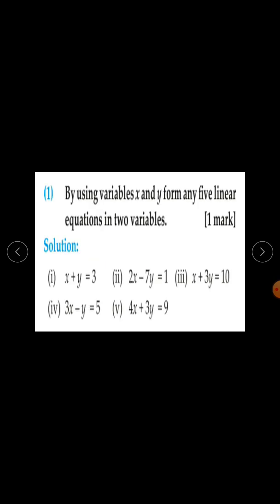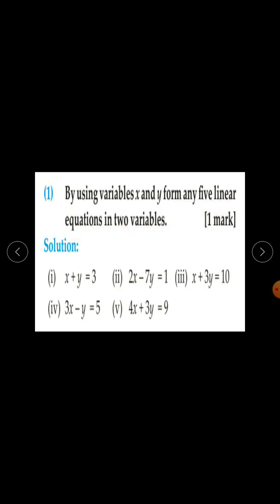Now we will solve questions from practice set 5.1. Question number 1. By using variables x and y, form any 5 linear equations in 2 variables.